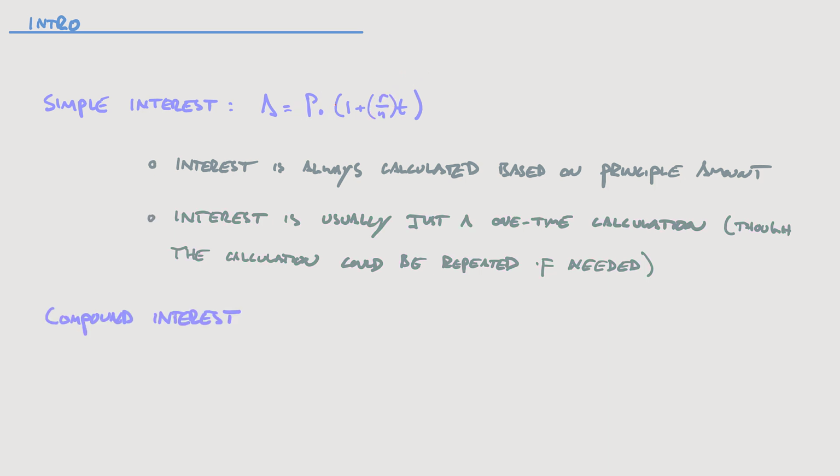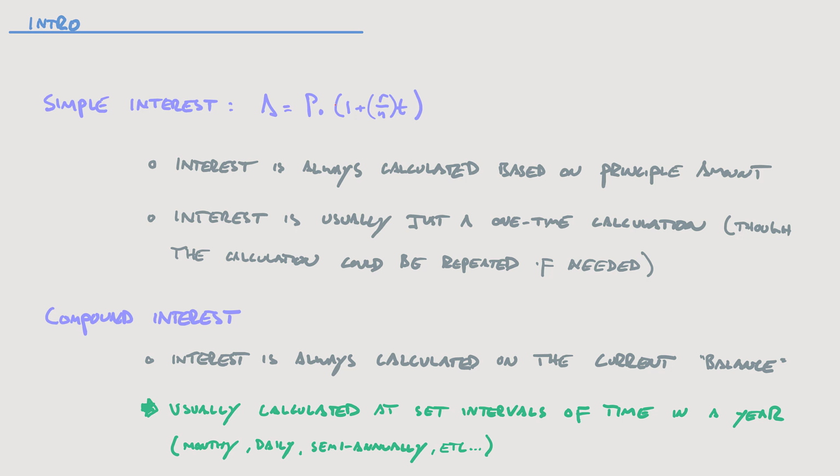The way that compound interest works is that interest is always calculated based on some kind of current or running amount in your balance. So the principal is actually only used one time in the very first interest calculation. And then after that, it's whatever's in the account or on the balance that is used to calculate interest. Usually it's calculated at set intervals of time within a year. So maybe interest is compounded monthly, or daily, or semi-annually, or biannually, which confusingly I think are the exact same thing. Don't quote me on that though. So on and so forth, right?